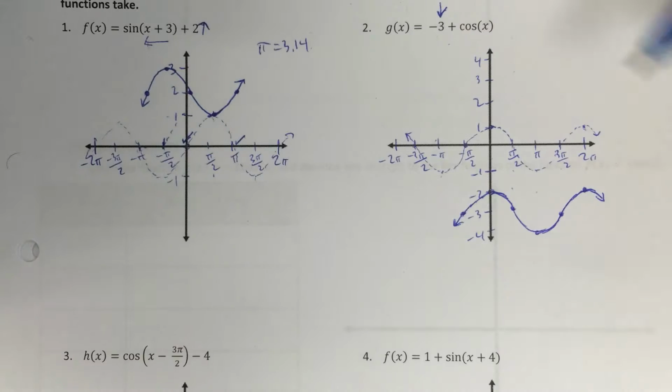And so that would be our cosine function shifted down 3, or in function form, negative 3 plus cosine of x.